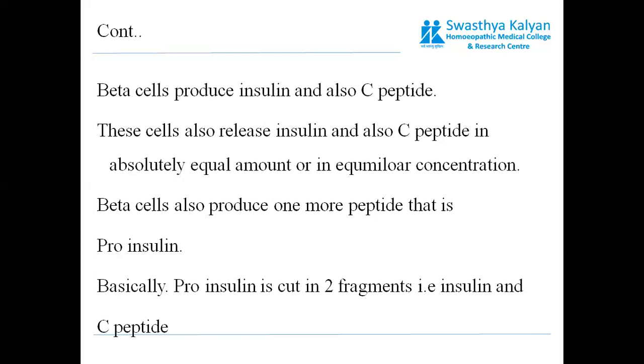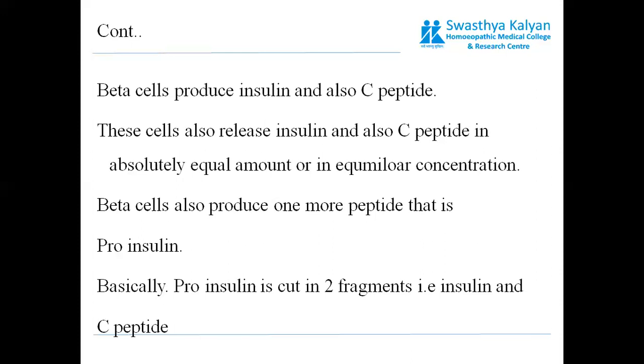So we can say the beta cell produces insulin and they also produce C-peptide. These cells release insulin and C-peptide in absolutely equal amounts, or we can say in equimolar concentration. Is that clear?